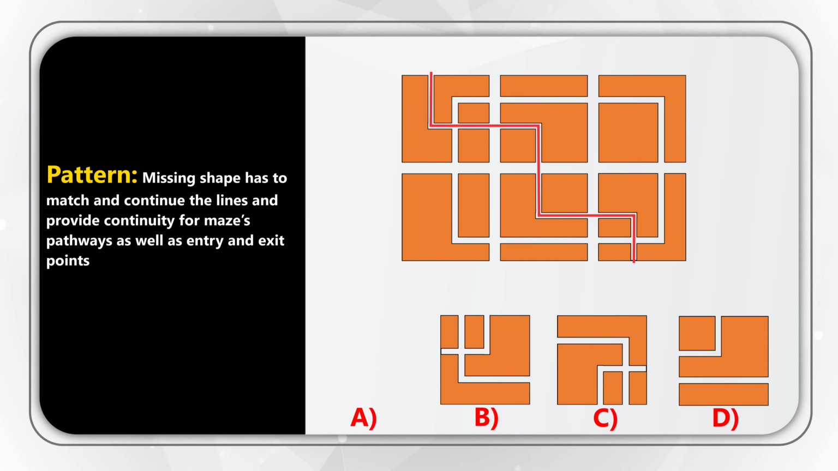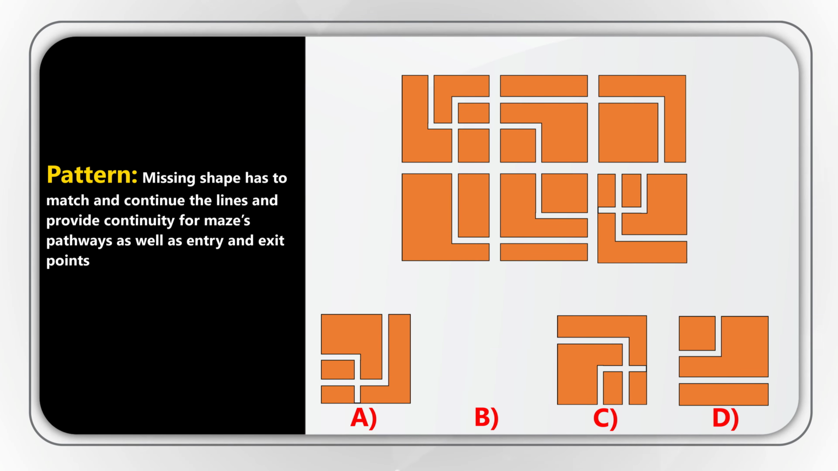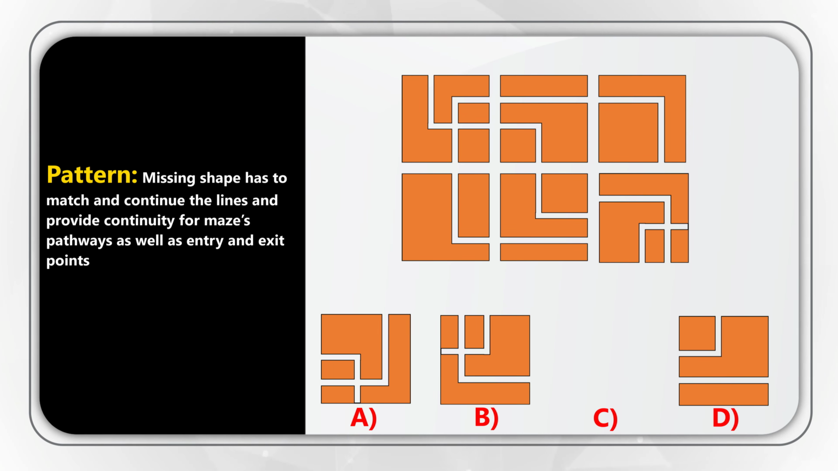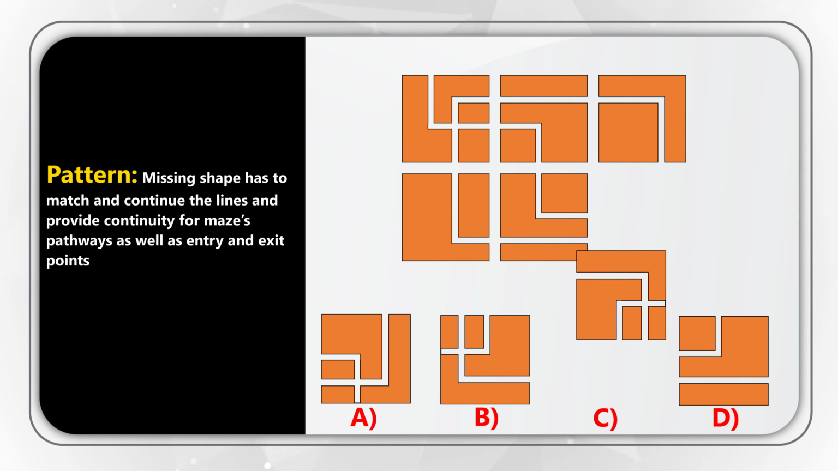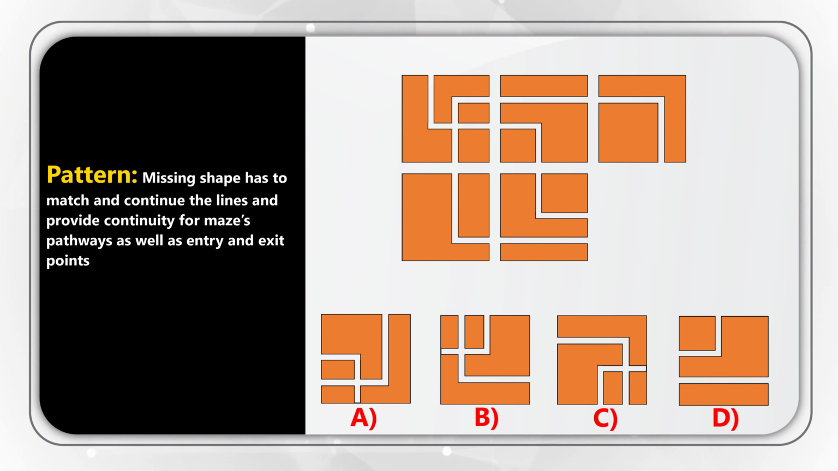To verify that we found the correct solution, let's look at choices B, C, and D to make sure that they're incorrect. Let's start with choice B. If we place it, it doesn't meet all the conditions. Same with choice C and choice D. They either do not continue the lines or do not provide entry and exit points into the maze.